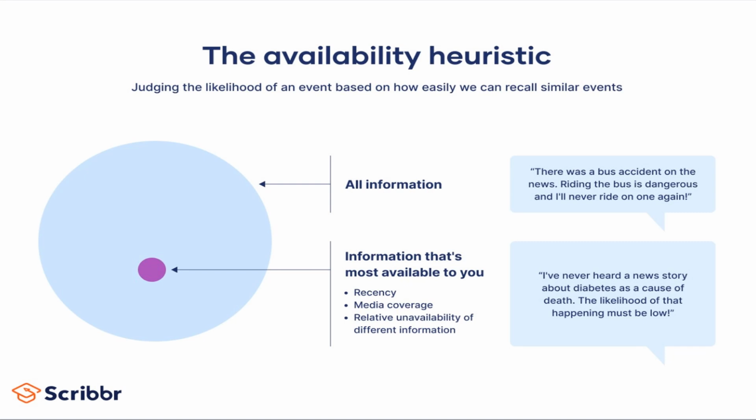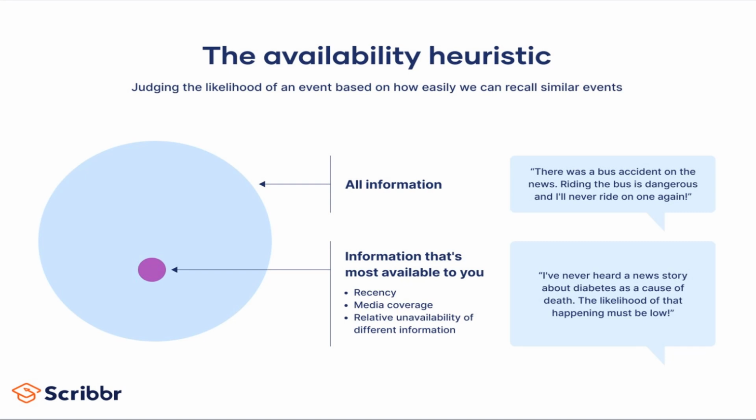Another example is the availability heuristic. Here we judge the likelihood of an event based on how easily we can recall similar events. So, as opposed to all the information that's available, we make our judgment based on the small piece of information that's recent, covered by the media, or otherwise available to us.